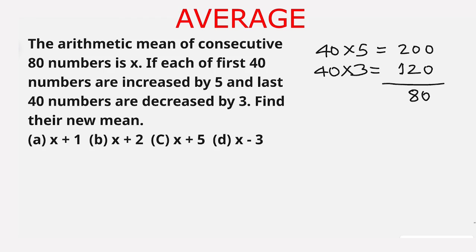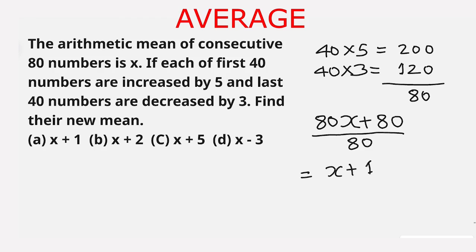So the sum of all consecutive numbers earlier was 80 multiplied by x, which is 80x, and the sum has increased by 80. So we write it 80x plus 80. This will be the new sum of the numbers. So we divide it by 80 for their average, and this is equal to x plus 1.